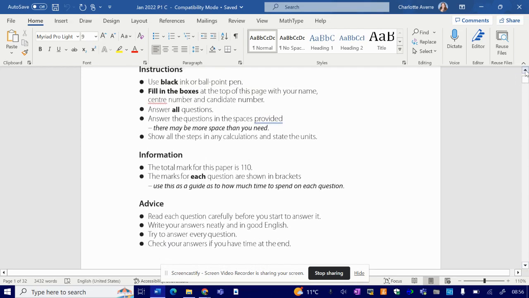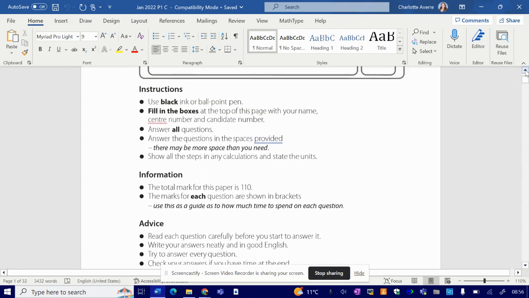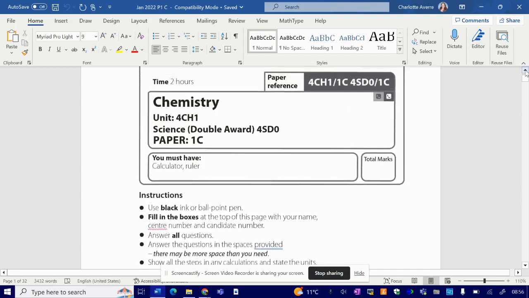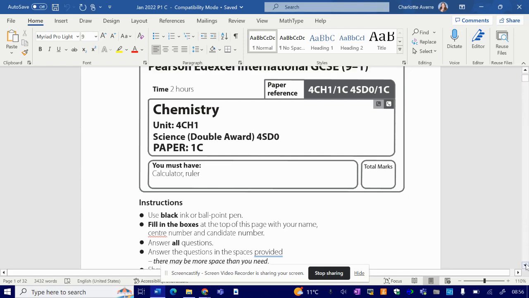Okay, total mark for the paper is 110 marks and you have got 120 minutes, 2 hours to answer the paper. So if you haven't already answered it, you need to pause the video now. Please put aside a proper 2-hour block. Put your phone away. Make sure that the only thing that's showing on your laptop screen is a periodic table. And you need to spend 2 hours answering everything you can on this paper.